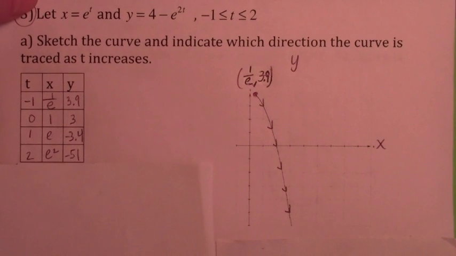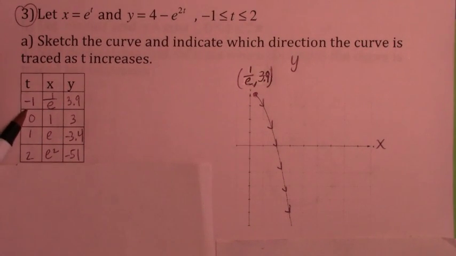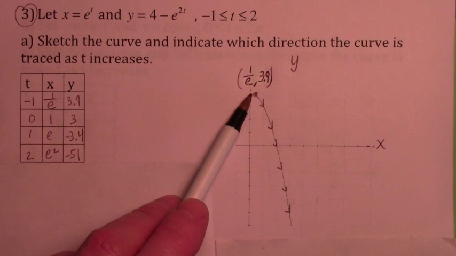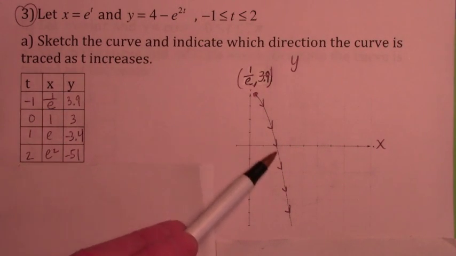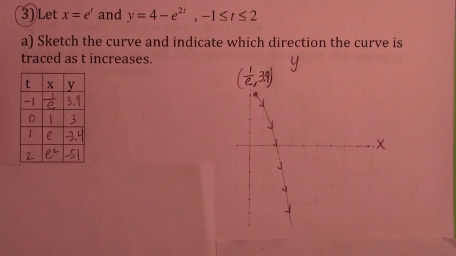Now, this curve here, when t equals negative 1, you start at the point 1 over e, about 3.9, and as t increases, notice you get these points on the curve. So this is what you would get. This last one's so low I couldn't even fit it on here.